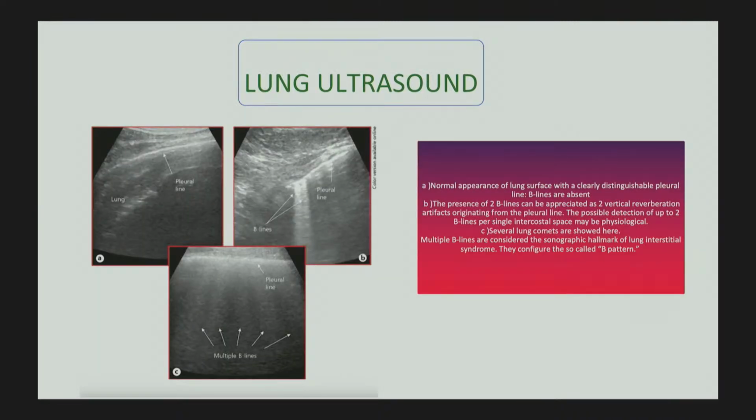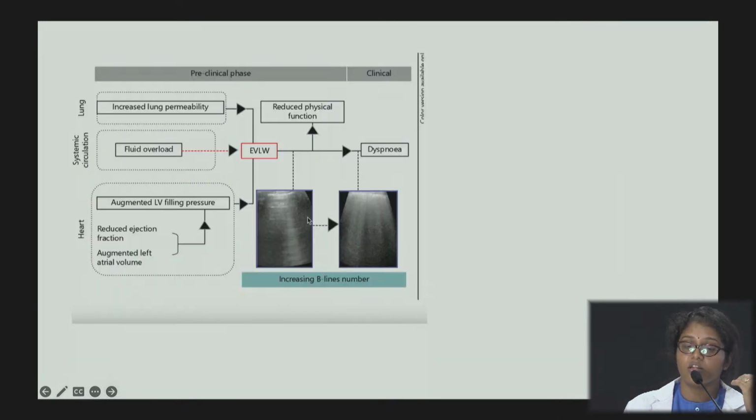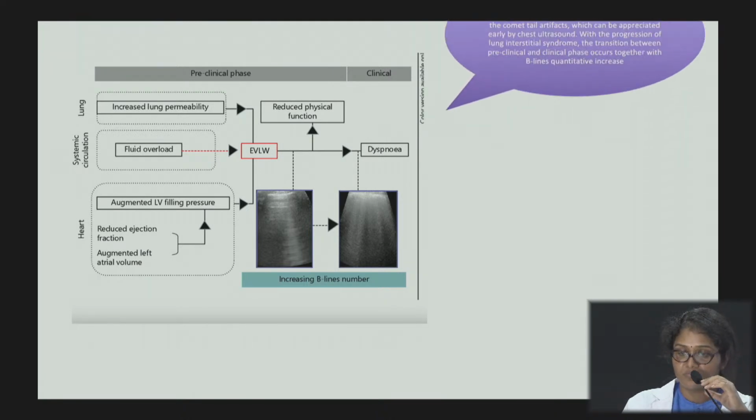Lung ultrasound, this is to know about the volume overload status. These are the pleural lines. These are the B lines which are arising from the pleura. So 2 per each intercostal space is normal. If at all the patient is on the right side of the inverted bell-shaped curve and is going into interstitial edema, then there will be appearance of multiple B lines. So lung ultrasound can be used to evaluate the volume overload status.